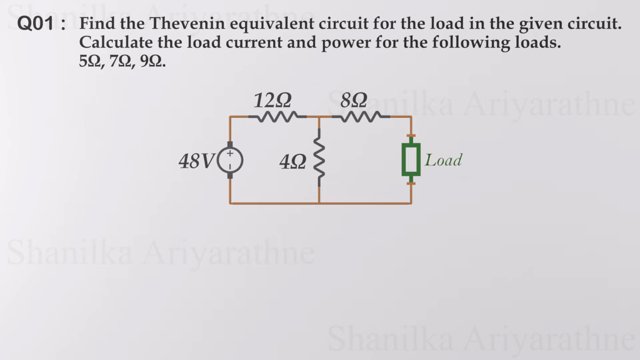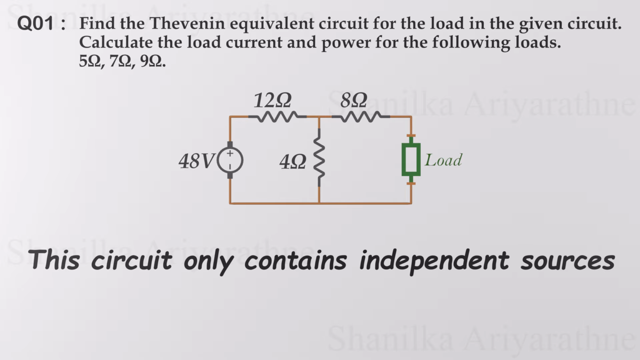This is our first example. Find the Thevenin equivalent circuit for the load in the given circuit. Calculate the load current and power for the following loads. The goal of the problem is to find the power consumption of each light bulb when connected to the circuit.